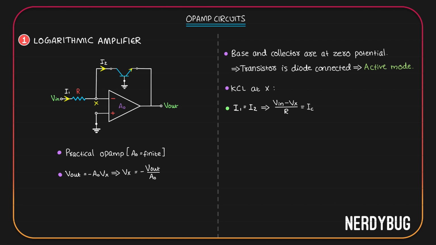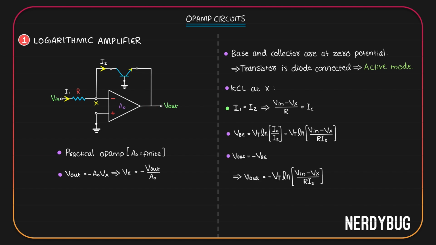Now, base emitter voltage is given by Vt log of Ic by Is. Ic is this much. That gives us this. Again, we can say V out is negative of VBE. Then V out will be negative of Vt log of V in minus Vx divided by Ris. Here also we can call Ris the reference voltage. Then the final output will be this.